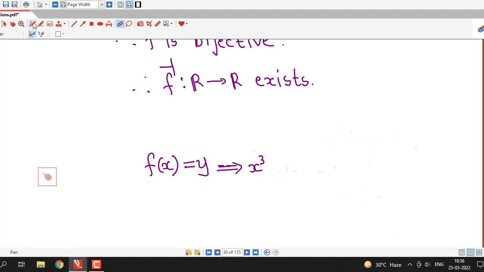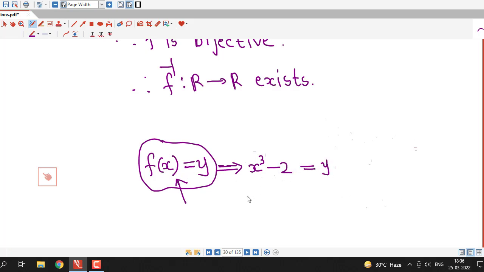So whenever we want to find out the inverse of a given function, we will find out the value of x from the formula of the given function. We will simplify this formula so that we obtain x in terms of y, and x is nothing but f inverse y. f(x) is equal to y. This implies x cube minus 2 equals y, because f(x) is given as x cube minus 2. This implies x cube equals y plus 2, and this implies x equals (y plus 2) raised to 1 by 3.